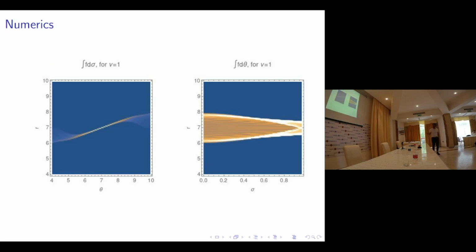Obviously our solution is in 3D, so we integrate in the direction sigma, and here's this picture, here's theta from 4 to 10, and R from 4 to 10. And this looks to me like a steady state with some washing out you see here in the end. So there, we had the idea, okay, there must be a steady state, but more about this later.